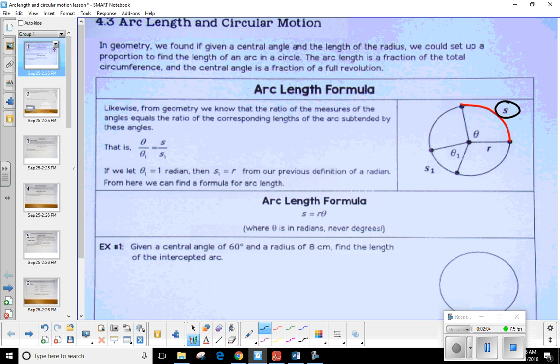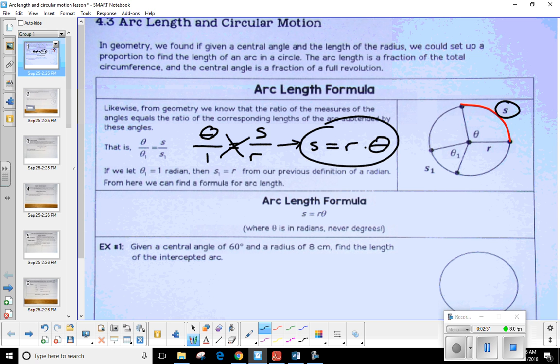Okay, so it says here, if we let theta sub 1 equal 1 radian, so theta over 1, I'm just replacing it, equals, then we're going to replace S sub 1 with R, so I have S over R. Well, how do we solve a proportion? We cross multiply, right? So 1 times S is going to give me S, which equals the radius times theta. So here is a formula.